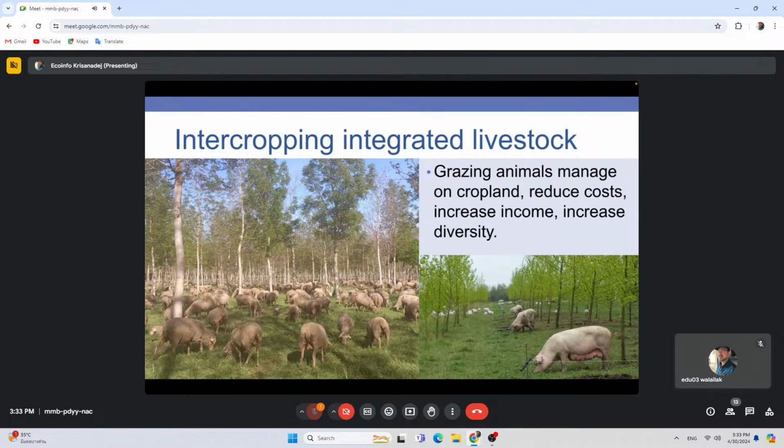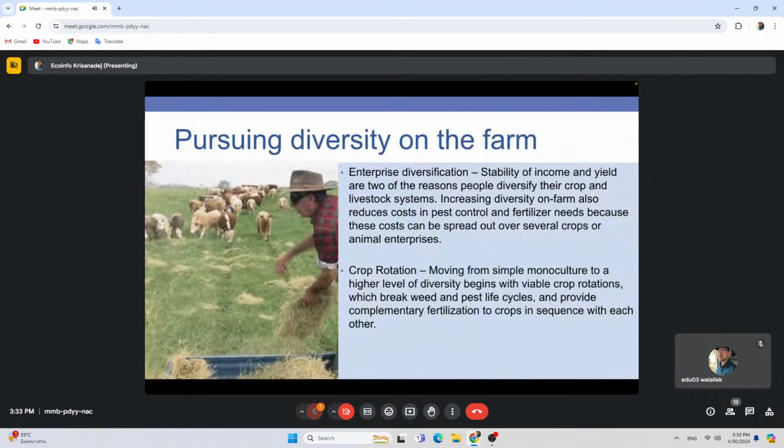When you do intercropping, you can add animals. Okay, you can add grazing animals to manage cropland, reduce cost, increase income, increase diversity. Okay, in here you can see that you can add sheep, or you can add pig, you can add cow. Okay, to intercropping, you can integrate livestock in here. You can add chicken. This morning somebody said add chicken in. This is good.